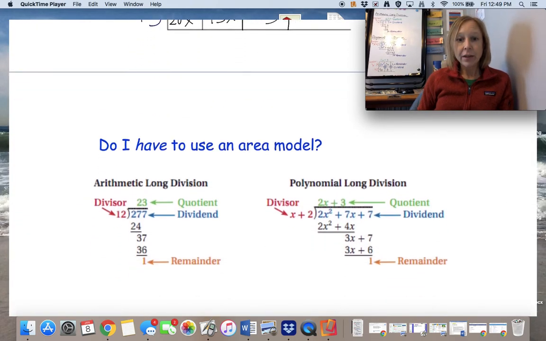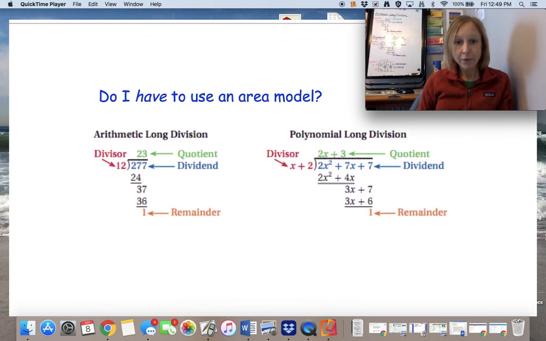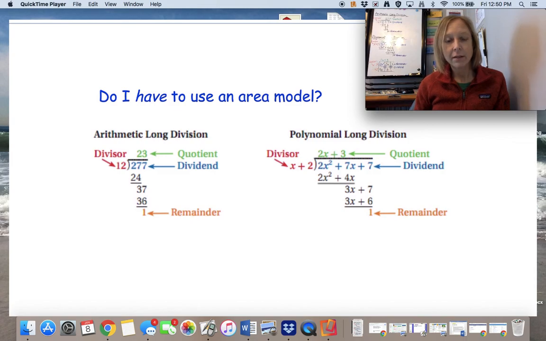All right, so like I said, you do not have to use an area model. I'm going to pause the video right here, and then you can come back to the second one to learn about long division, and then we'll have a third one on synthetic.